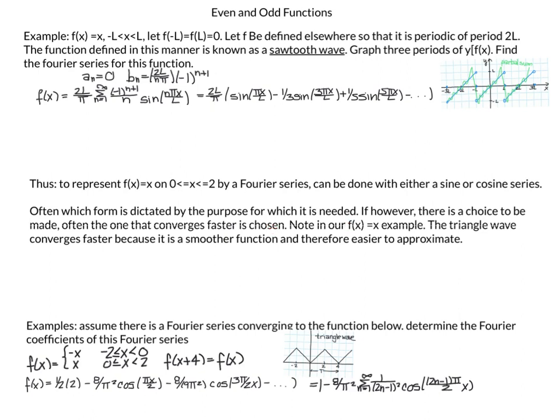Note in our example for f of x equals x, the triangle wave converges faster, right? Because our coefficients are decreasing at a rate inversely proportional to the square, whereas here the terms are decreasing linearly. So this is converging faster, basically because it's a smoother function. It doesn't have these big discontinuities, and therefore it's easier to approximate.